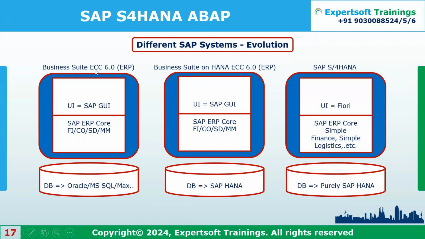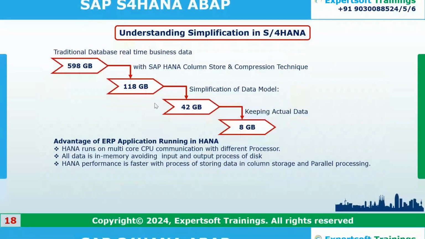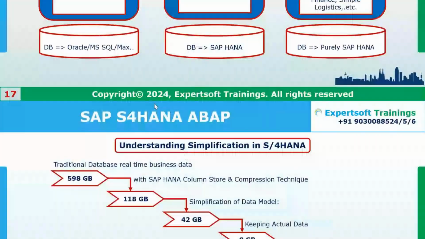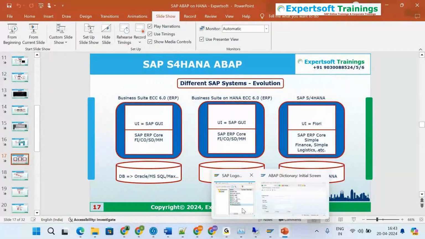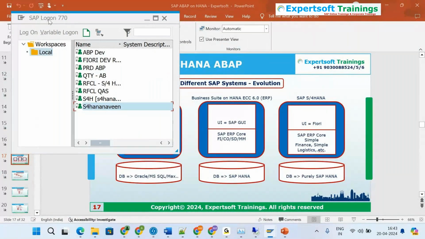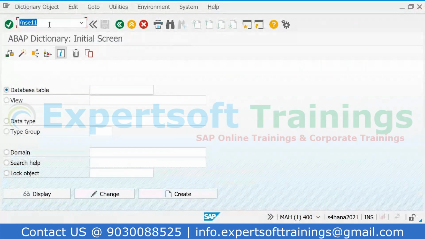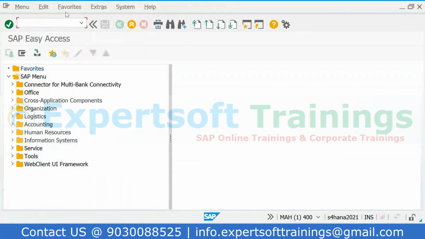Now we are talking about the three systems, like ECC6. What was the database? It was Oracle, MS SQL, and we used to access it using SAP GUI. When we say SAP GUI, you see this SAP Logon. This is called SAP GUI. Everything that is launched from this launch pad, this is SAP GUI only. This is not your browser screen.